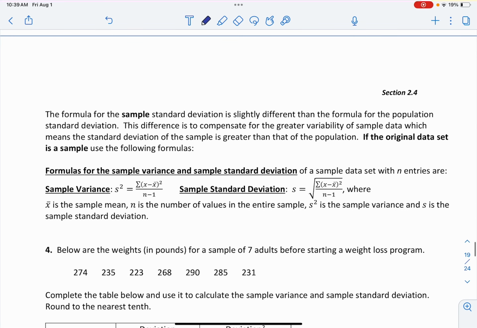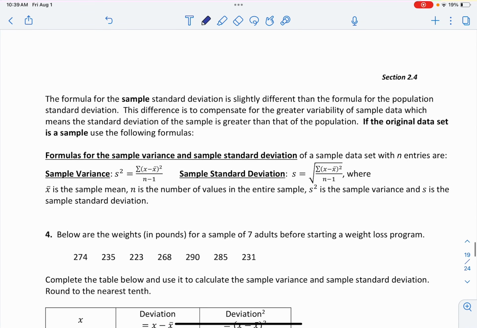Now, one little thing. Sample variance and sample standard deviation have slightly different formulas. One, because there are different variables, but also there's this denominator with an n-1. Population was just n. For variance, it's n-1. And the difference is to compensate for greater variability of sample data. So that's why it's done, but it's just something to remember if you have to find sample standard deviations.